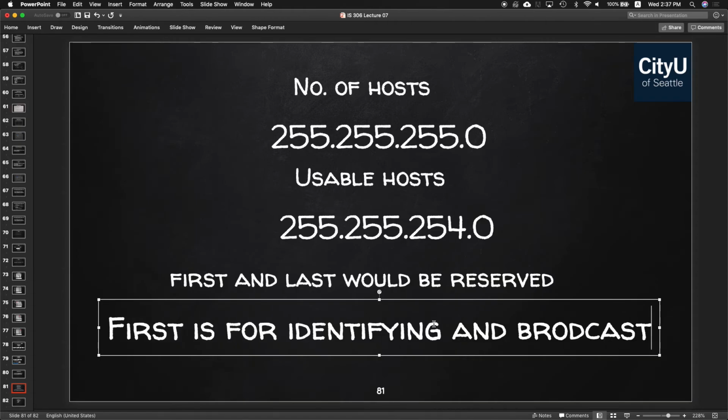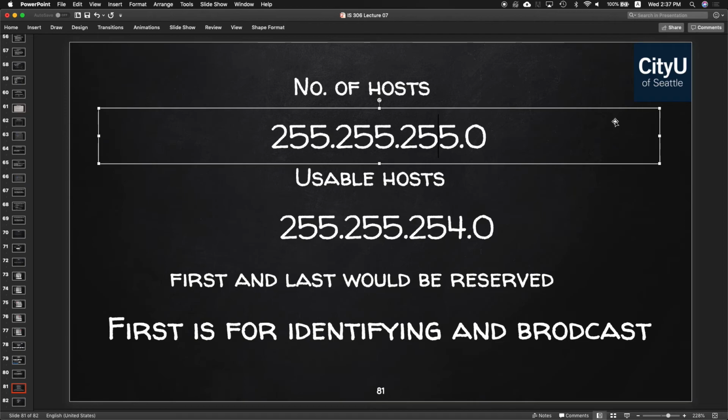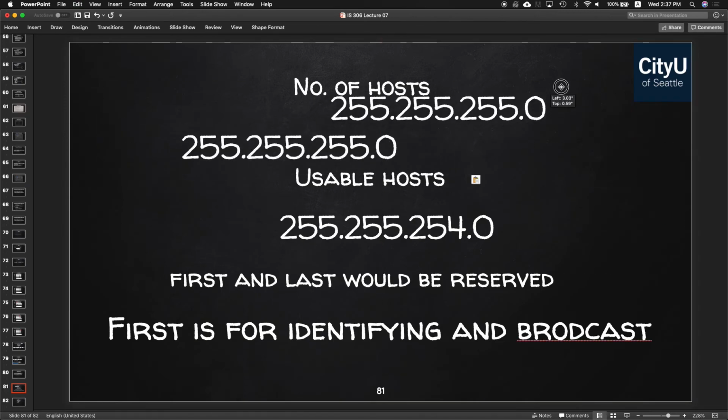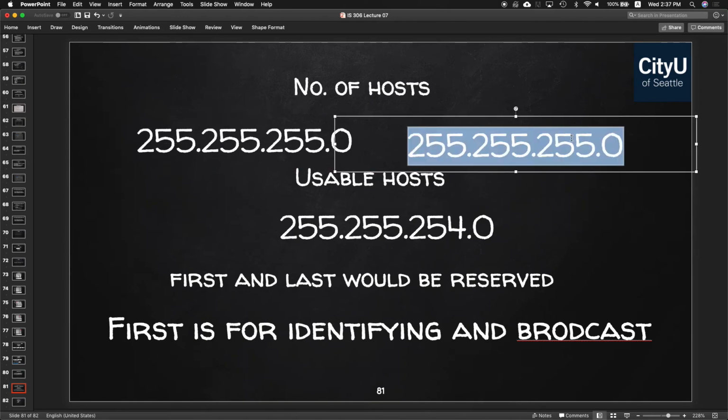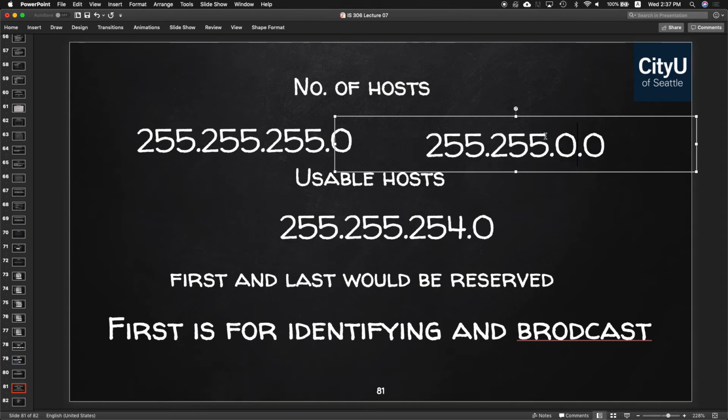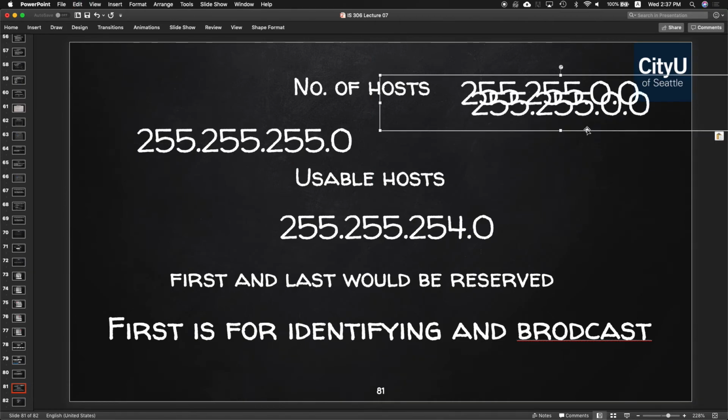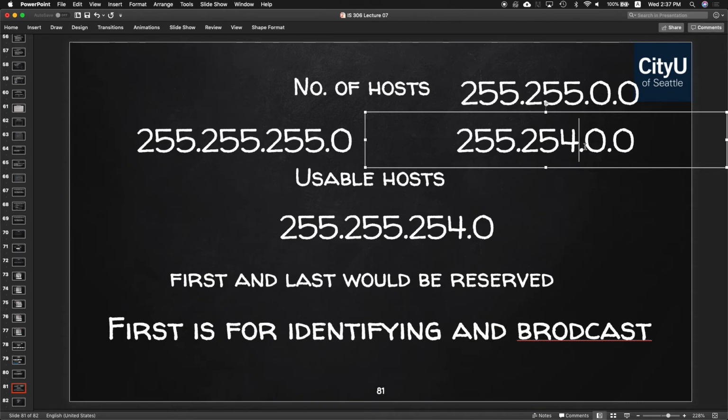So given this one, this IP address of 255.255.0, that's the first one, it's used for identifying, okay? And then the last one would be used for the broadcast domain. So again, broadcast the data.